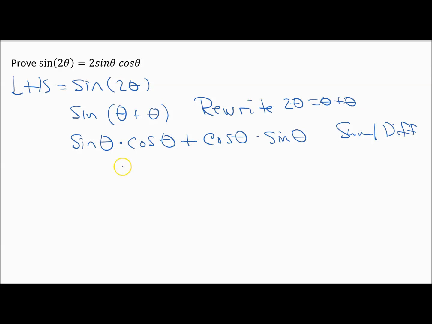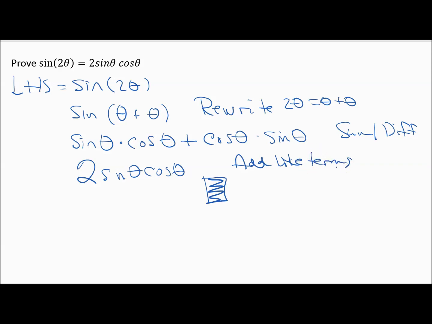Okay. Now check this out. These are like terms. I've got sine of theta times cosine of theta plus cosine of theta times sine of theta. Well, they're exactly the same thing. Remember, you could use the commutative property of multiplication to switch this around. So that's 2 of them. So that's 2 sine of theta cosine of theta. And that's the end of our proof. We have proven what we needed to prove. So what would I write for an explanation? We just added like terms. Okay? So pretty easy proof. You just have to know the sum difference formulas to pull this off.